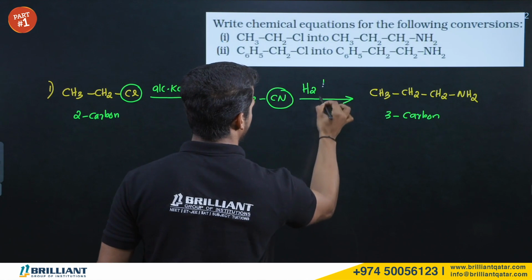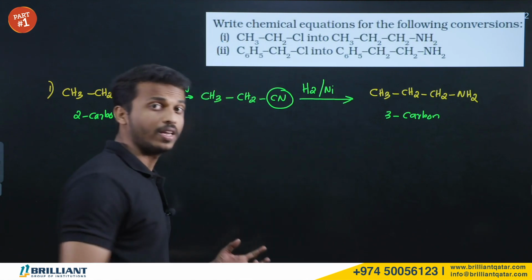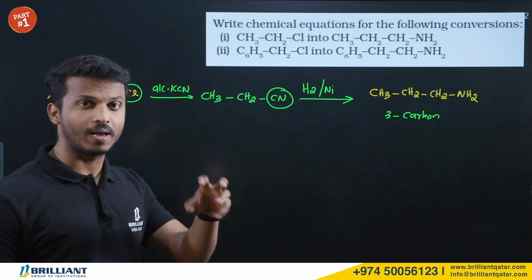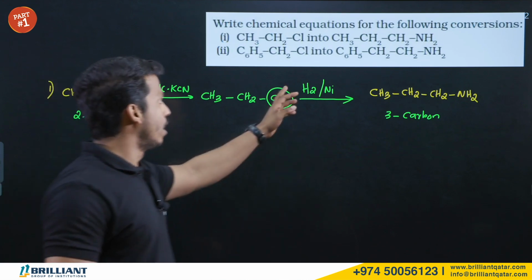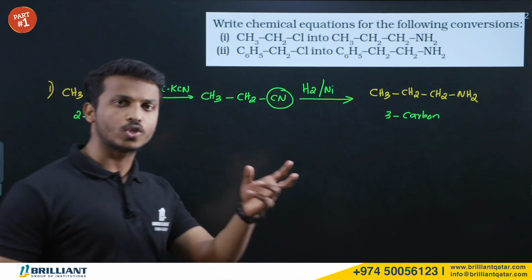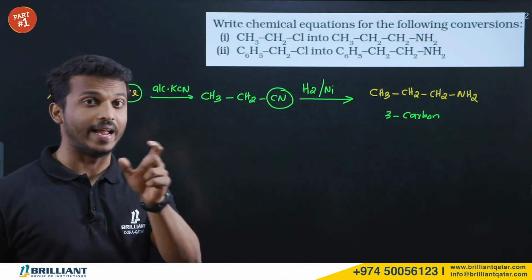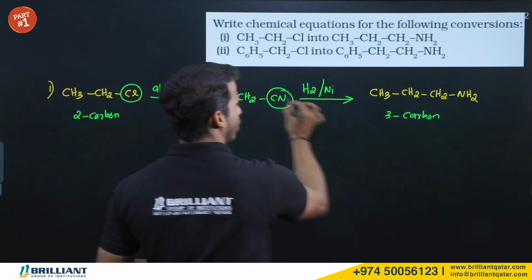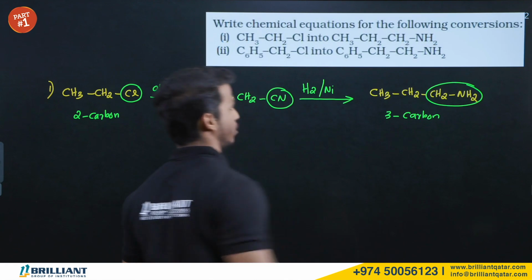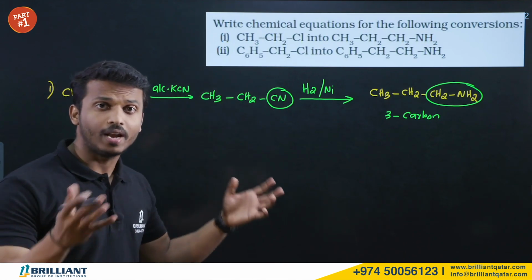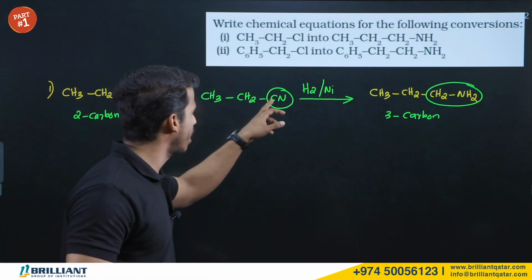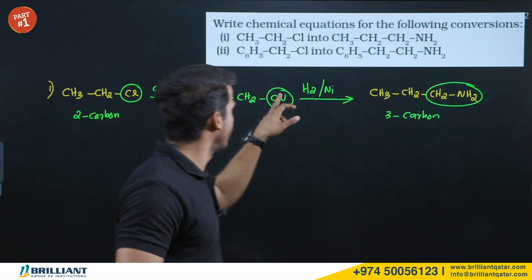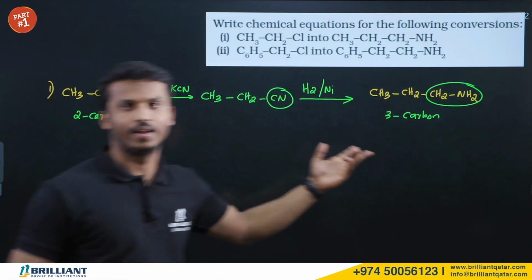Hydrogen in the presence of nickel, or we can use sodium amalgam with ethanol. Right? Hydrogen in the presence of nickel, or sodium amalgam, meaning NaHg, with ethanol. We can convert CN into CH2NH2. You know, reduction means addition of hydrogen, right? To the carbon they added hydrogen, to the nitrogen they added hydrogen. Right, you will get amine.